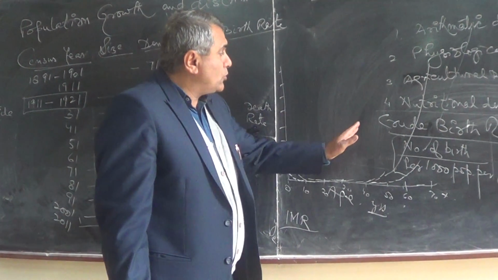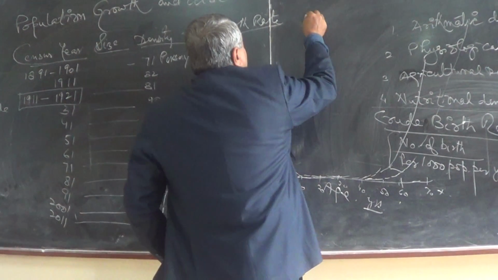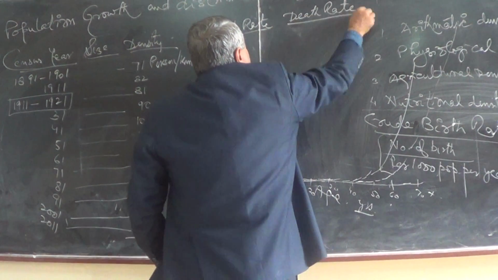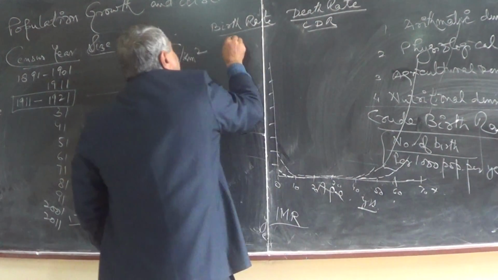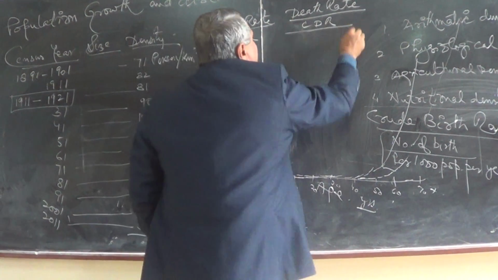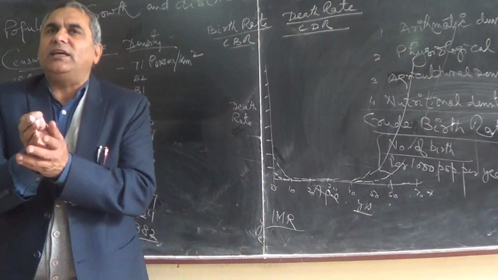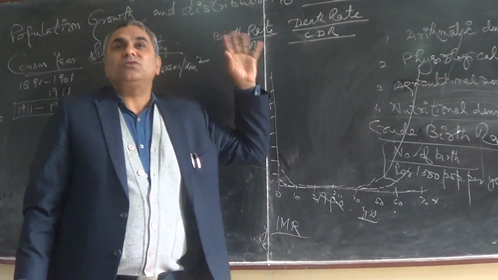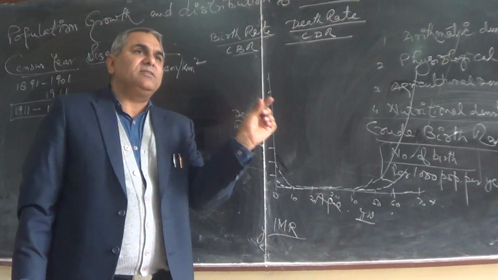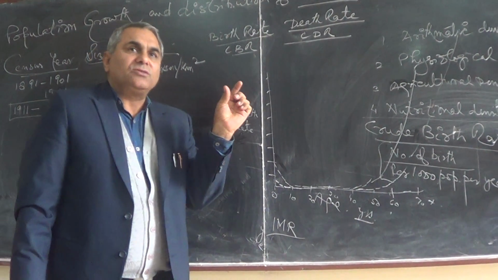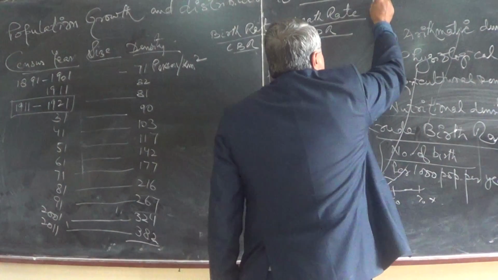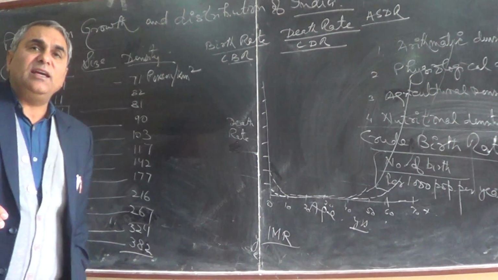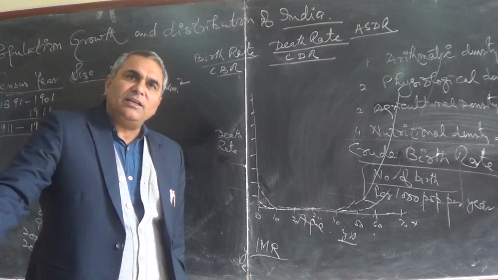Sometimes we say crude death rate, CDR. This is CBR, crude birth rate. Crude death rate means the average of all the age groups. But this is not fair, because in different age groups we have different death rates. So sometimes we say age specific death rate, ASDR, the death rate in different age groups.